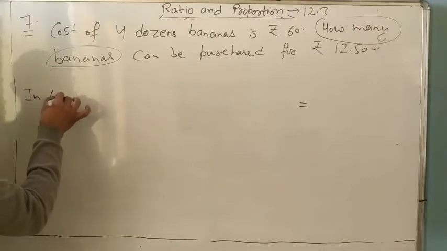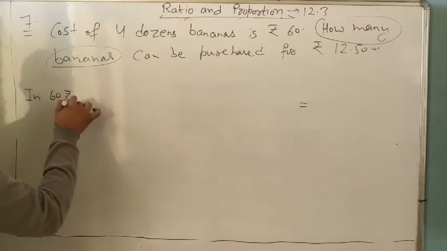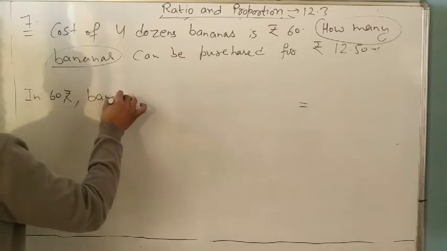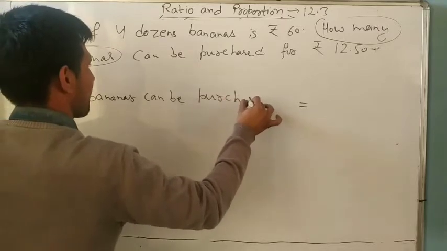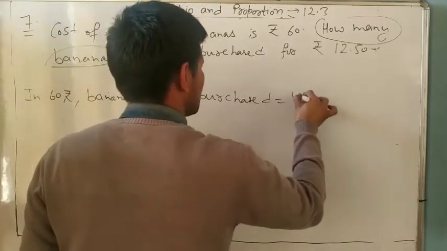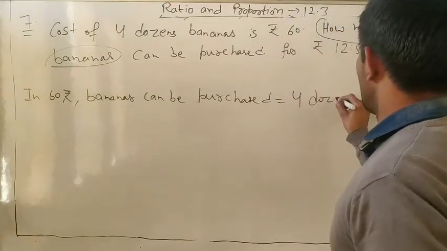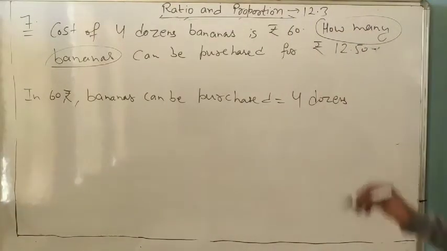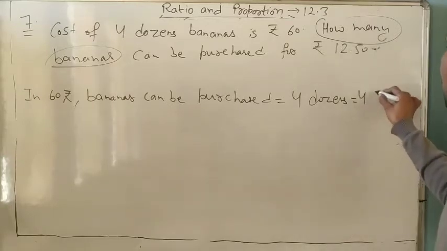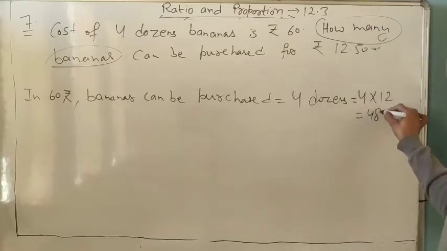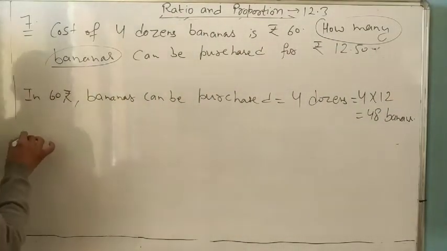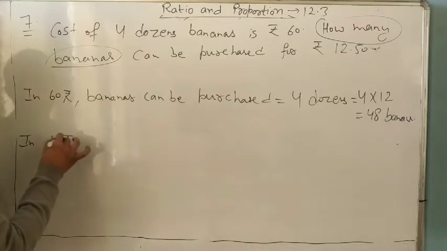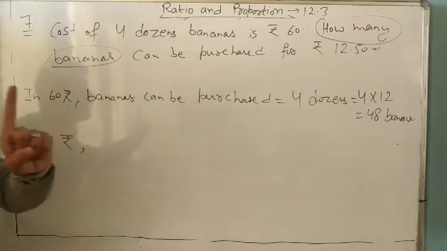So we write, in 60 rupees, 4 dozen bananas can be purchased. And in 1 dozen, how much? 12 bananas. So total bananas is 4 into 12, which is 48 bananas, in 60 rupees. So by the unitary method, first we will find how many bananas we can purchase for 1 rupee.